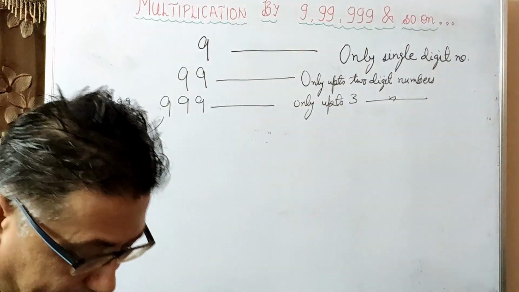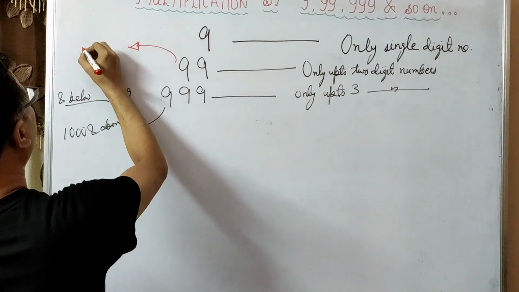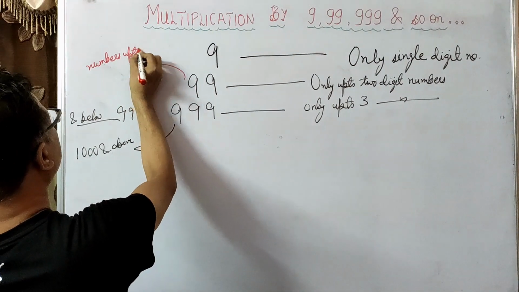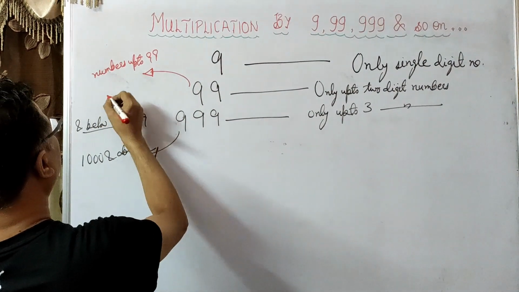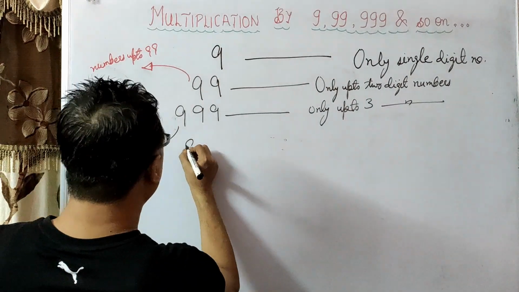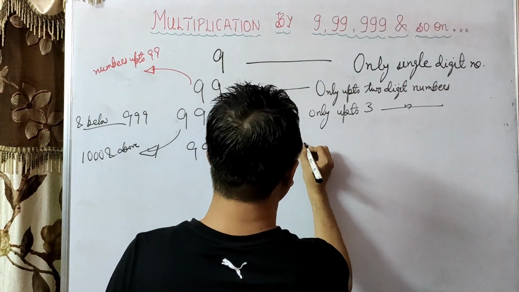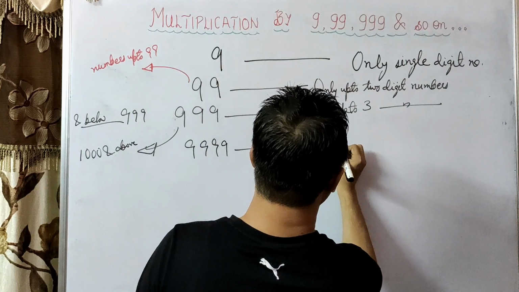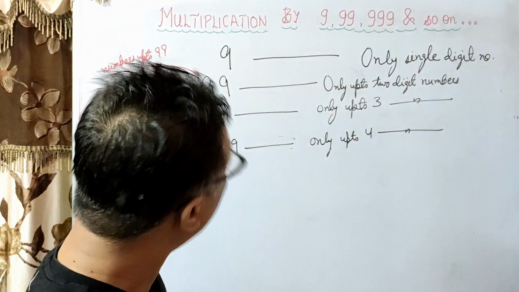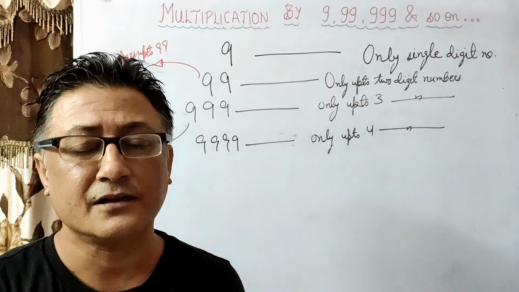Similarly, when we are multiplying with 99, we can use this method for numbers up to 99. This cannot be used for numbers above 100. Similarly, if we are multiplying with 9999, then this method can be used only up to 4 digit numbers. So now let's talk about multiplication with 99, 999 and so on.